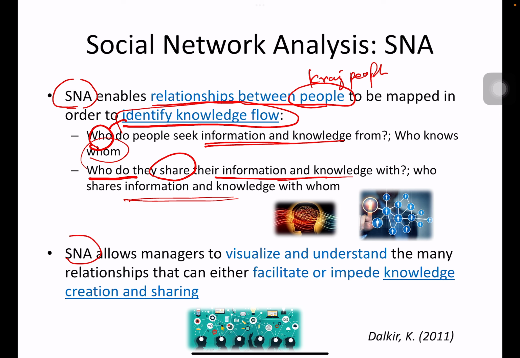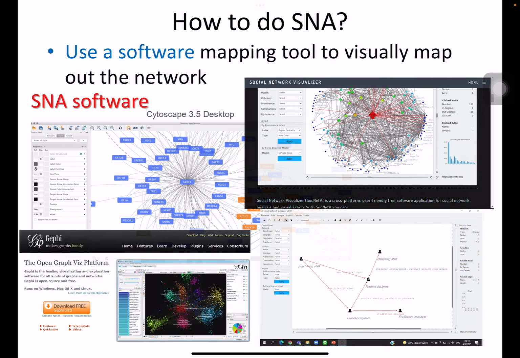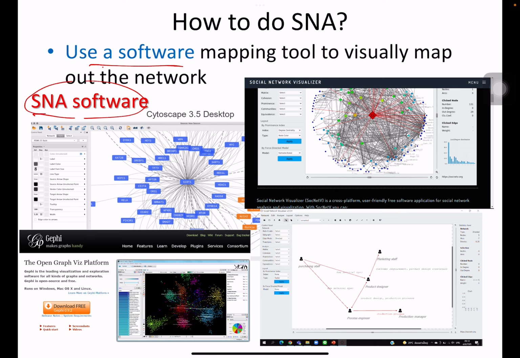Social network analysis can visualize and help us understand the relationships, and who can facilitate or impede knowledge creation and sharing. It visualizes who the knowing people are, who we can find, talk to, and collaborate with. How can we use software to visualize the map? This is an example of Cytoscape.